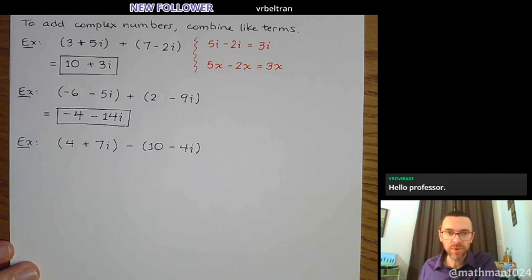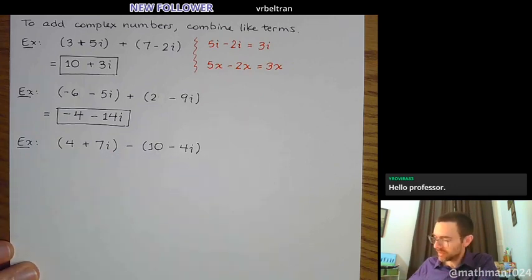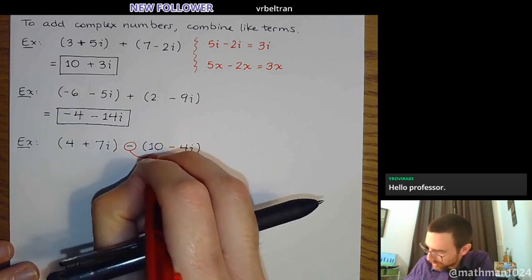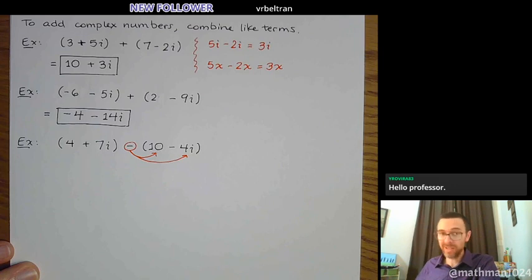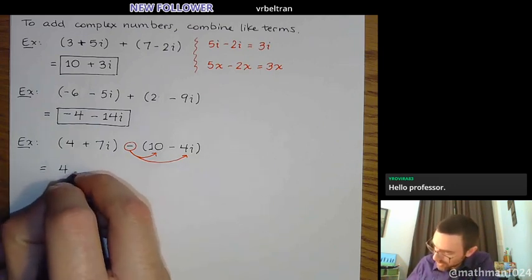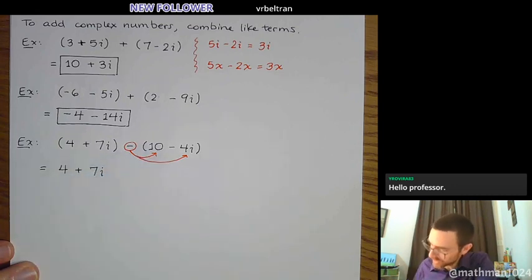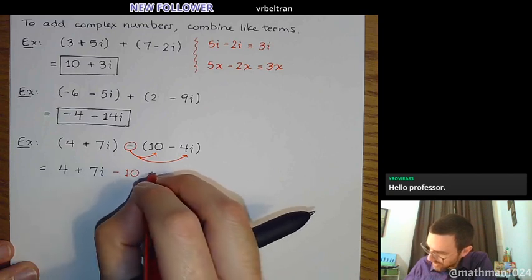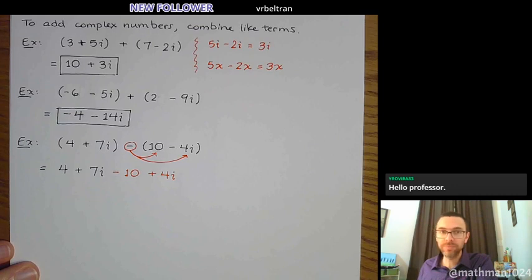The best thing for us to do is to take this negative and distribute that. So if I take the negative and distribute and break these guys out of the parentheses, it becomes just another addition or combining like terms problem that we just had. So when I rewrite this, I get 4 plus 7i. The negative is going to distribute, so we get negative 10 plus 4i, like that.